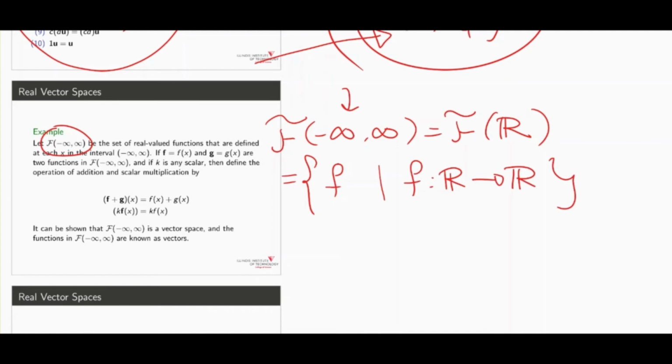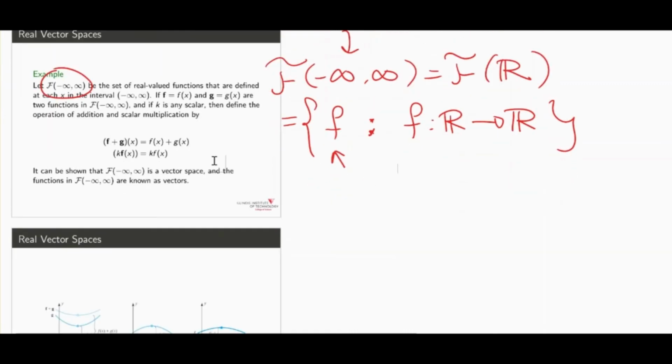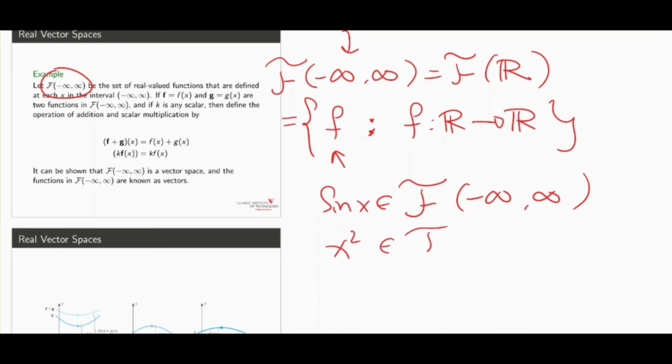So again, this is the set-builder notation. You can see the elements in this set are all the functions. What type of function are you talking about? You're talking about the type of functions that take a real number and map it to another real number. So for example, sine x is in this set, x squared is in this set, and your exponential functions, e^x, are in this set, and so on and so forth.